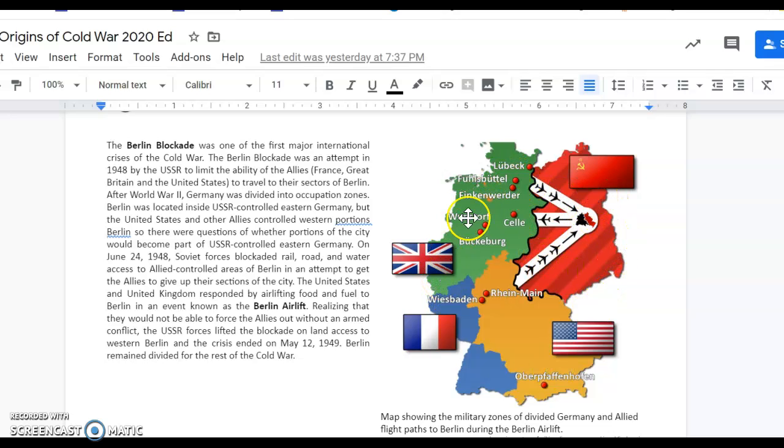Now these 3 zones, the British, French, and American, would quickly combine. But what's hard to tell from this map here is that this little area here, both the red and the black, is the city of Berlin, the capital of Germany. And the black section is actually controlled by British, French, and American forces, even though it's within the larger Soviet section. And this little red section of Berlin is controlled by the Soviets.